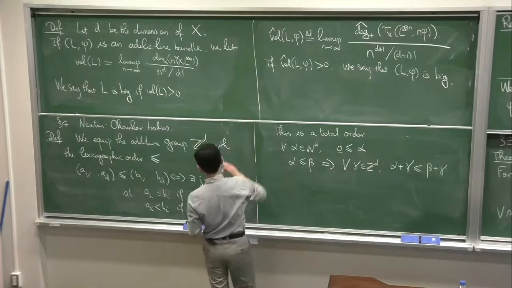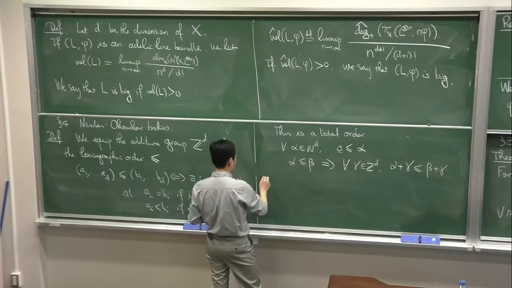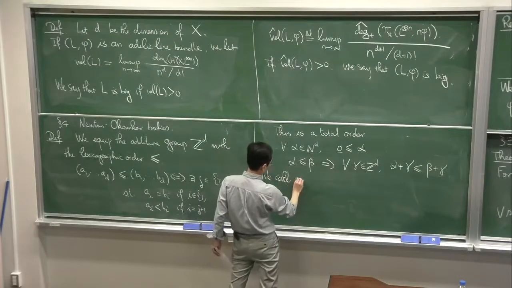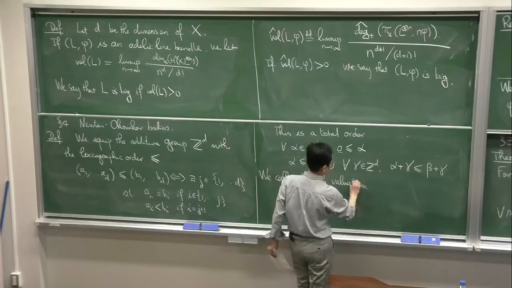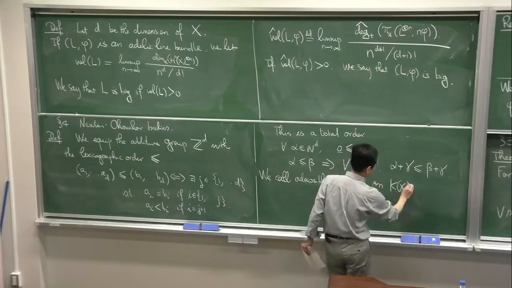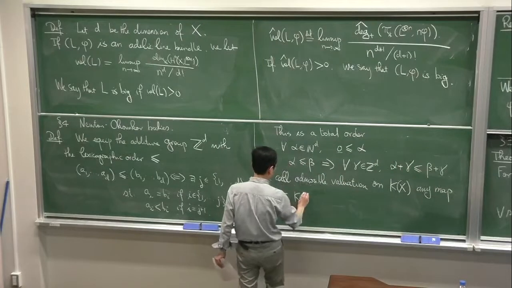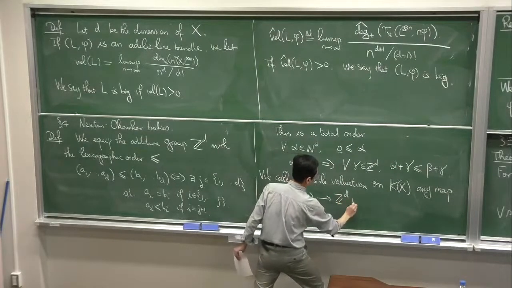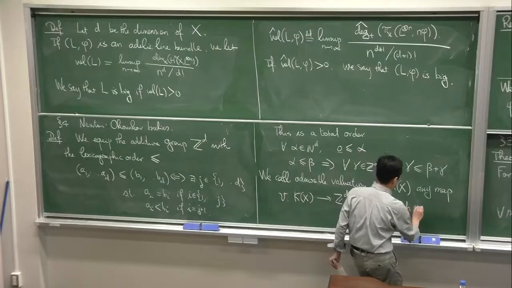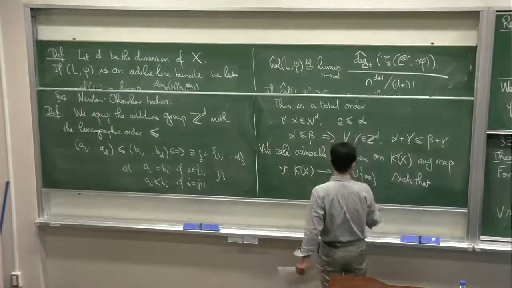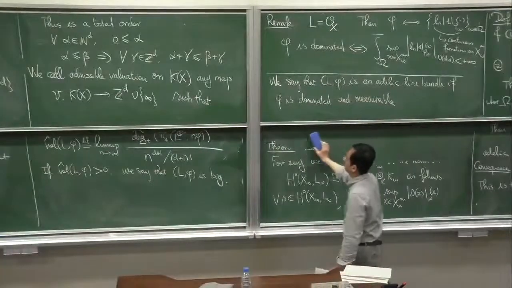Then we also fix the variety that you have seen before. We call an admissible evaluation on the function field K(X) any map v from K(X) to Z^d union infinity, such that, so this is a valuation, you have some axioms of valuations.